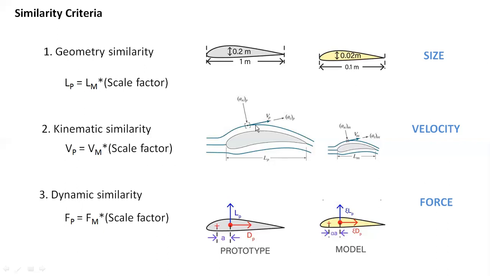For example, 10 meters per second, 1 meter per second. For example, 12 meters per second, 2 meters per second. In this case, scale factor 10, and so on. And dynamic similarity, this is about forces. Forces that act on the real aircraft and forces that act on the model must be proportional. For example, 10 kilograms, 1 kilogram, 12 kilograms, 2 kilograms.